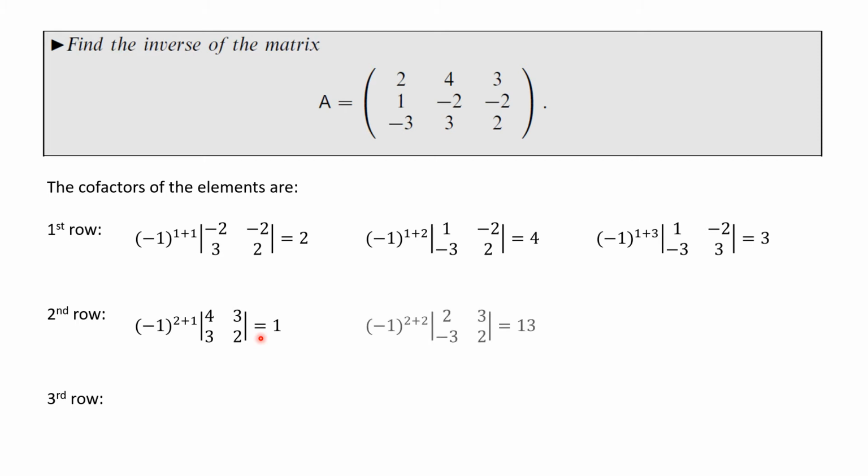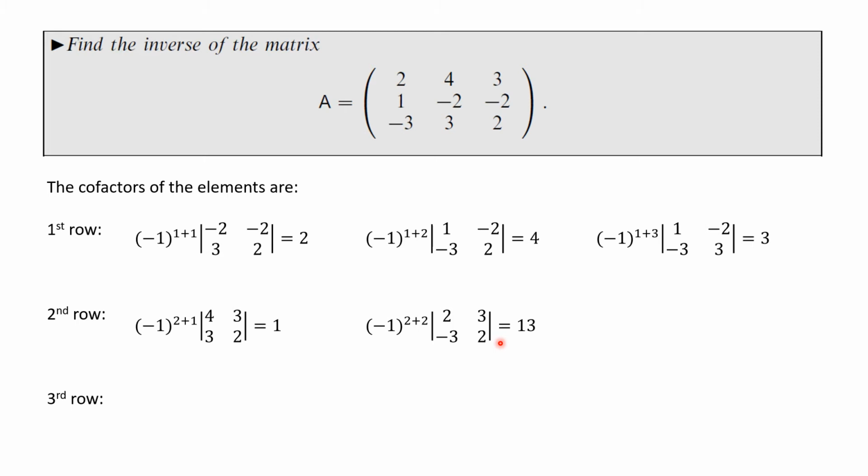For your A22, we have negative 1 raised to 2 plus 2 times the determinant of this 2 by 2 matrix composed of 2, negative 3, 3, negative 2. Negative 1 raised to 4 is equal to 1 times the determinant of this matrix. The cofactor is equal to 13.